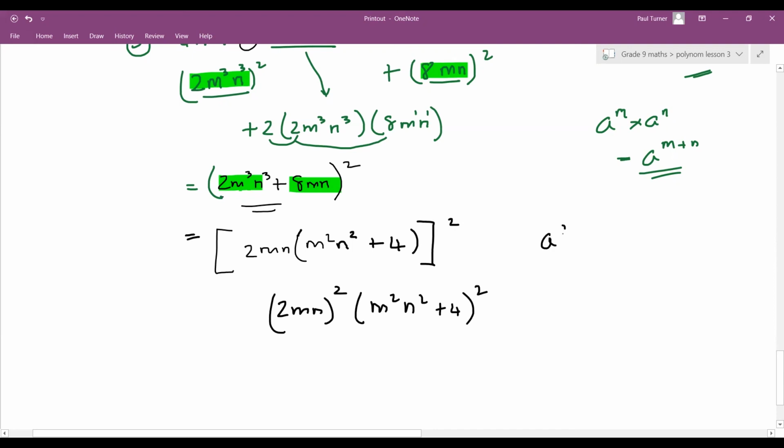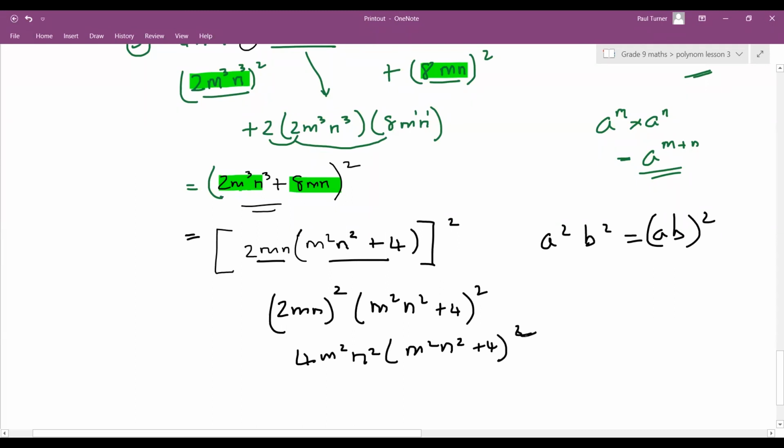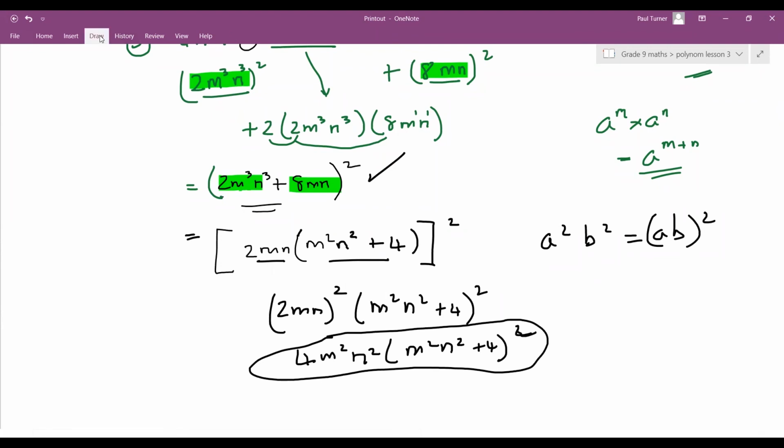I'm using the rule a squared b squared equals (ab) squared. That's all I'm doing here. So this term squared, this term squared, I just separated it. So that gives you 4m squared n squared (m squared n squared plus 4) all squared. That's better. But I won't mark you wrong on the test if you do it the other way. That's okay as well. But this is just a bit nicer because I factorized again. All right. But you won't see too many questions like that, just on and off. That's a bit of a hard one.